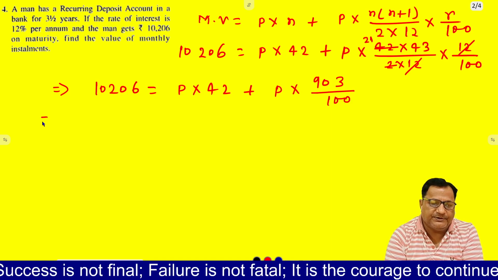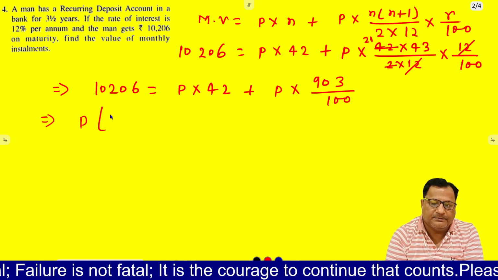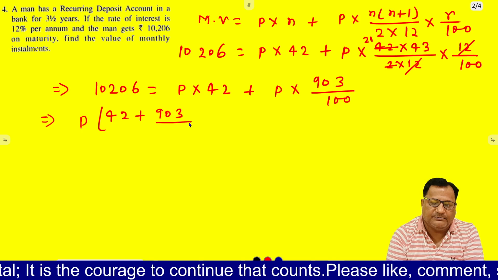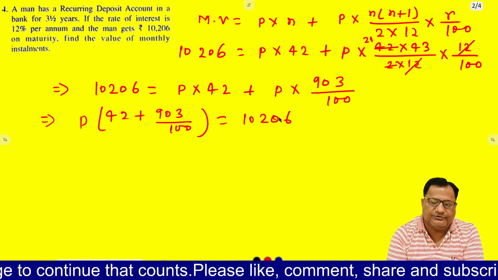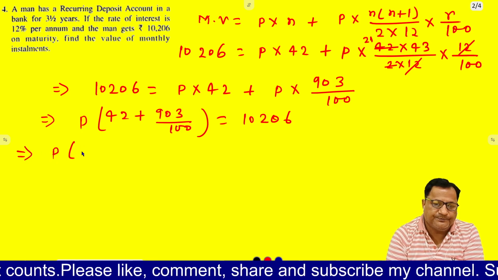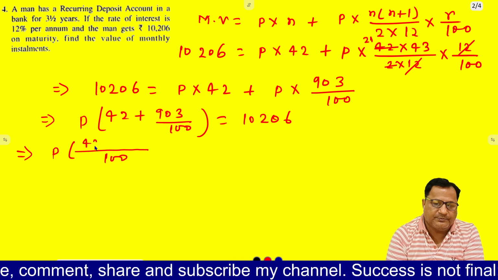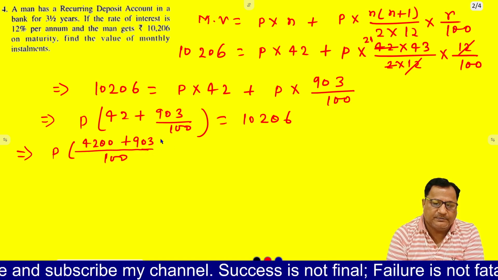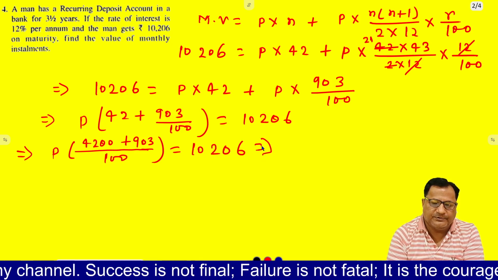If we take P common, then 42 plus 903 by 100 is equal to 10206. This is P, 4200 plus 903 over 100, equal to 10206.